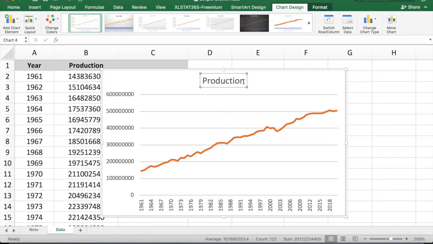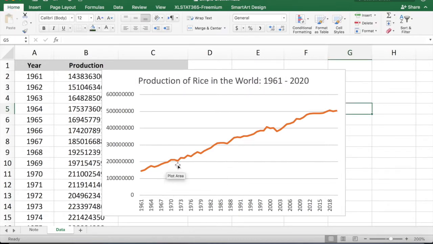This figure shows trends in production of rice in the world from 1961 to 2020. The general trend tells us that the production of rice has an increasing trend or a positive growth over time from 1961 to 2020.